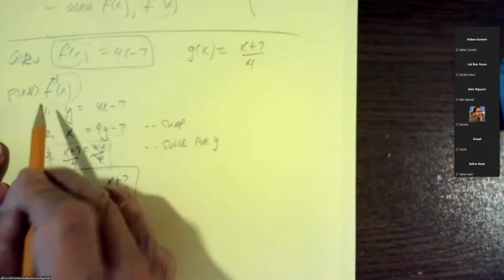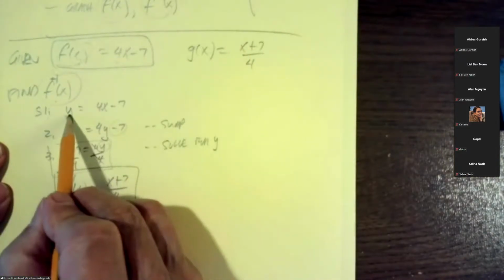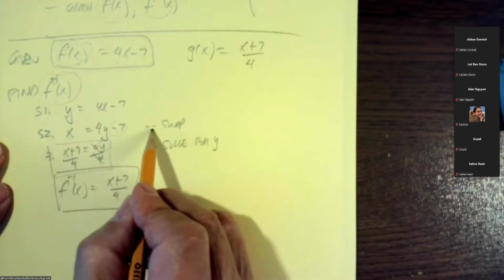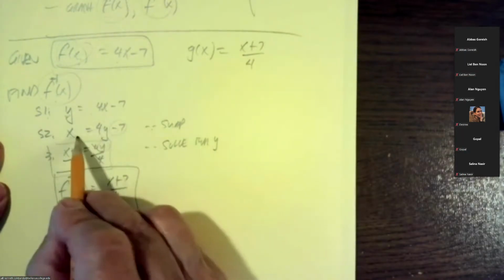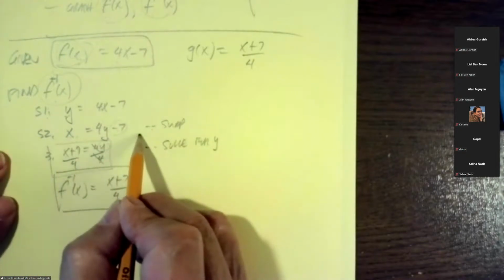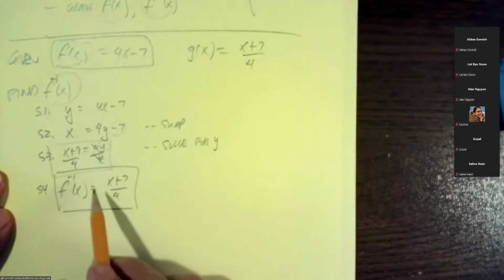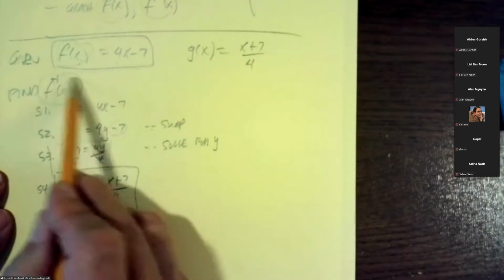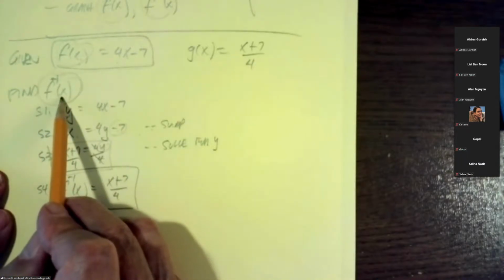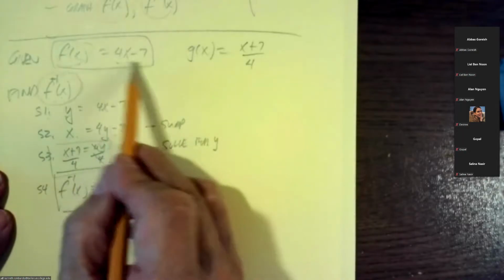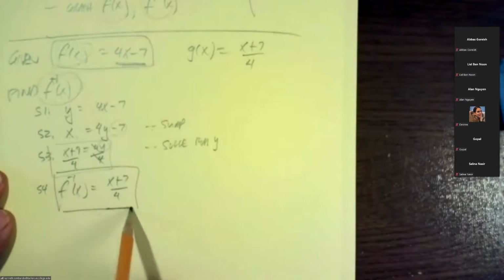So the process, then: step 1, substitute y for f of x. Step 2, swap or interchange the variables, x and y. Step 3, solve for y. And then step 4, replace y with the inverse notation, inverse function of x equals. So here's the function, here's the inverse of the function.